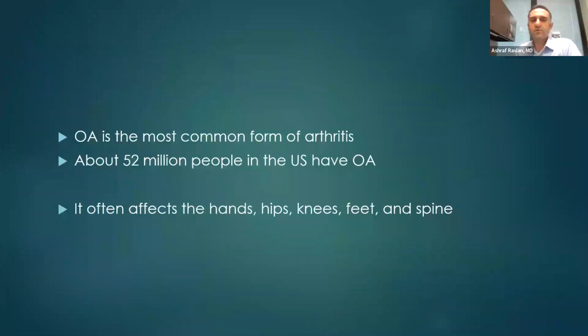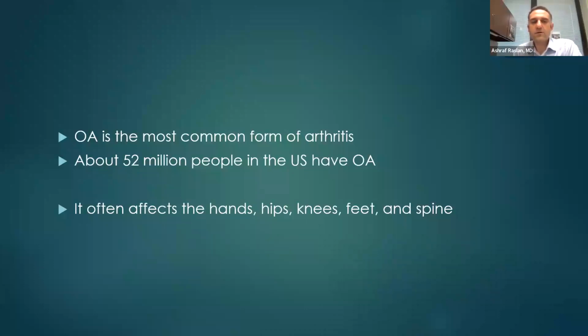As we say, this is an important topic because it's very common. About 52 million people in the US are estimated to have osteoarthritis. A very large percentage of people over 50 years old have osteoarthritis. It is one of the main reasons for disability and for loss of quality of life and ability to ambulate here in the US.